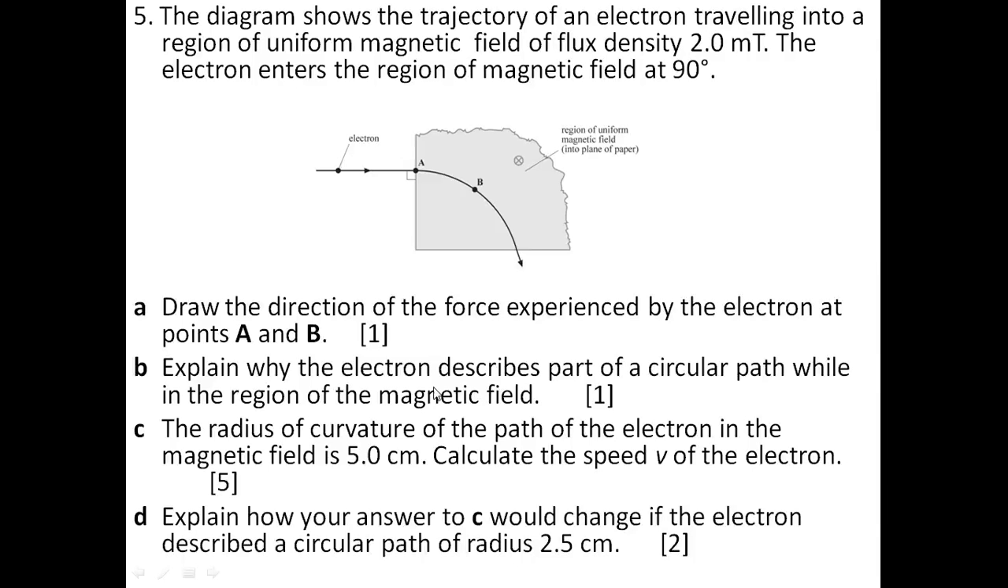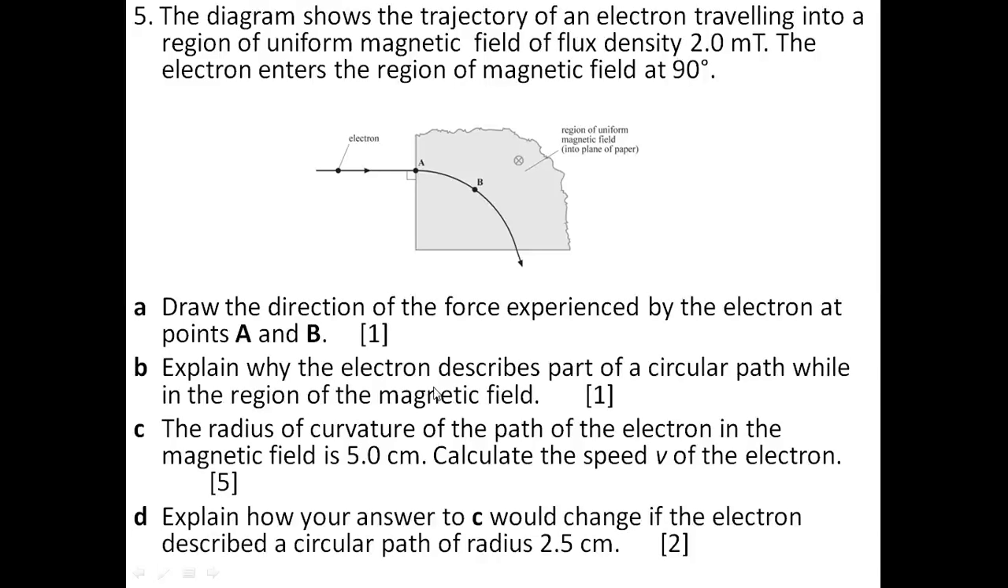Okay, question number 5. The diagram shows the trajectory of an electron traveling into a region of uniform magnetic field, flux density of 2.0 millitesla. So the electron enters a region of magnetic field at 90 degrees. Draw the directions of the force experienced by the electron at points A and B.